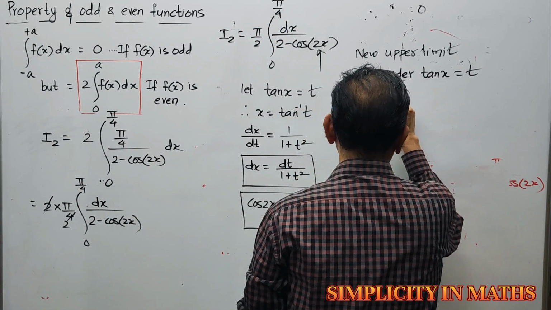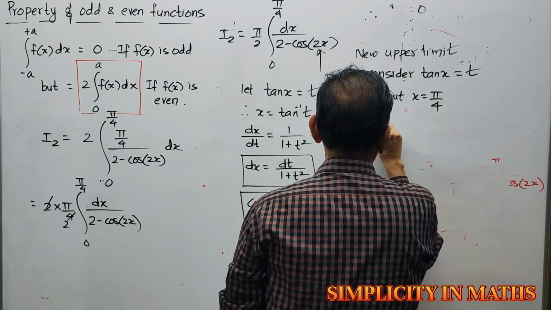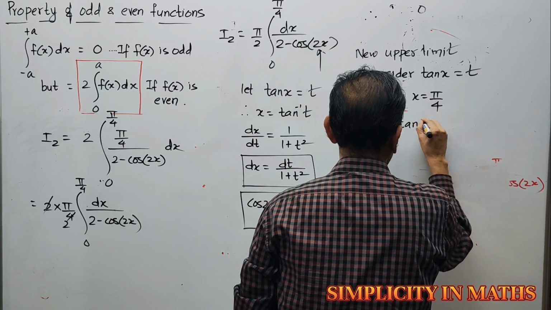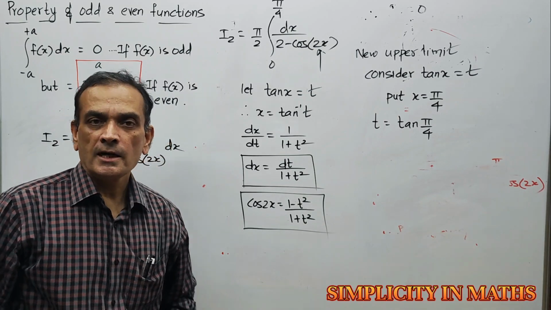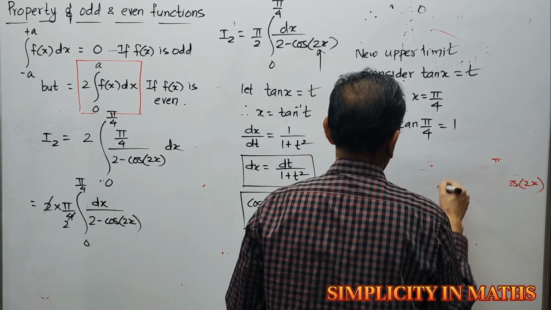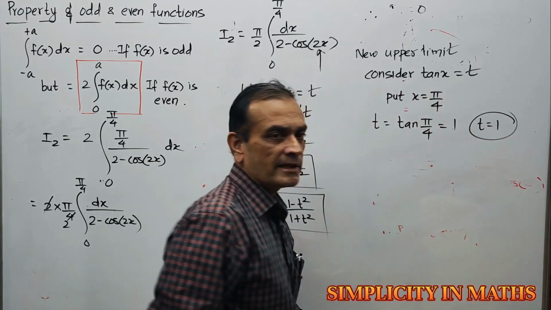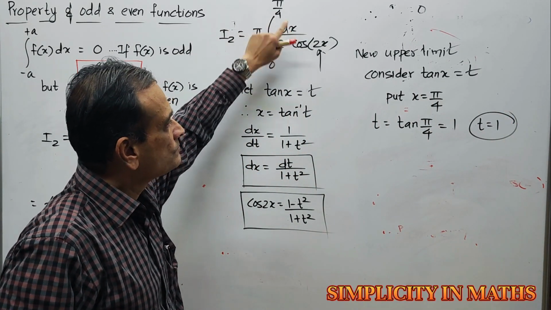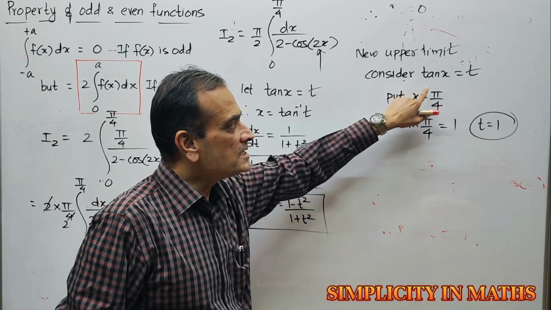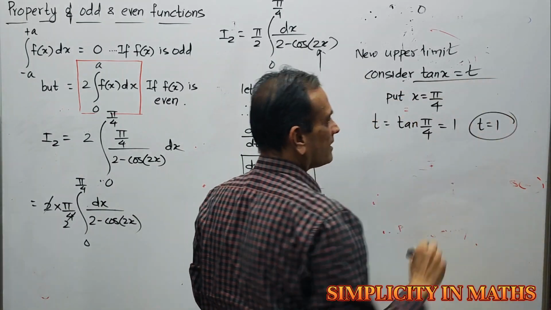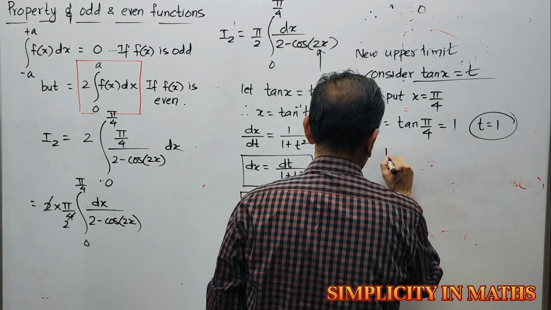Put x equal to pi by 4. So t equal to tan pi by 4, which is tan 45. Tan 45 is 1. So t equal to 1 is our new upper limit. Now new lower limit. Equation is same. Tan x equal to t consider कर दिया. Lower limit के लिए original lower limit 0 है. Put x equal to 0.